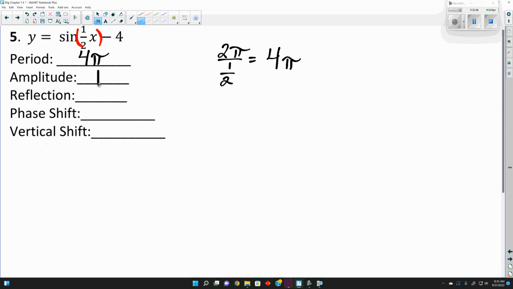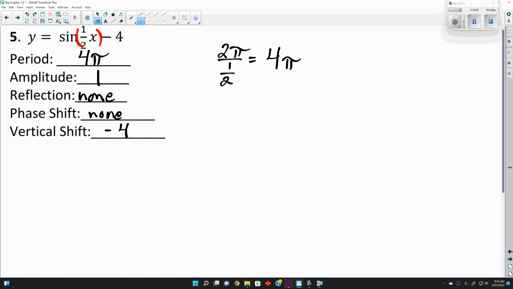The reflection is none. The phase shift. Do we have something added or subtracted inside the parentheses? Nope. So the phase shift is none. And the vertical shift is 4, yes? We could say down 4, or we could say minus 4. And I'll take minus 4 for the vertical shift, because just like with phase shift, we're saying plus is going to go to the right, minus is to the left. So I'll take it for this here.